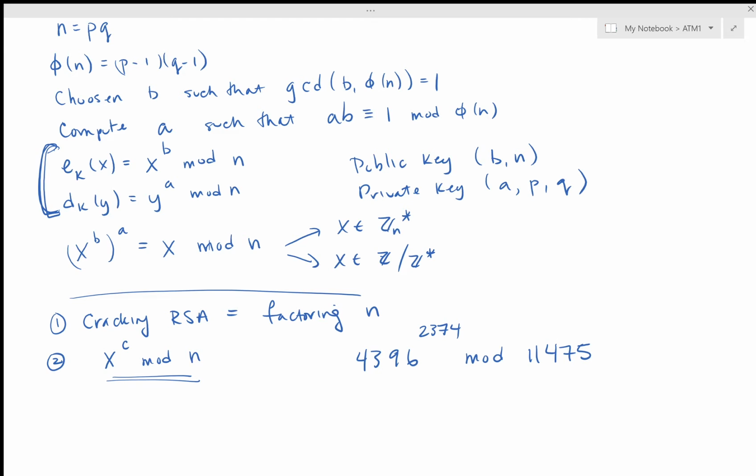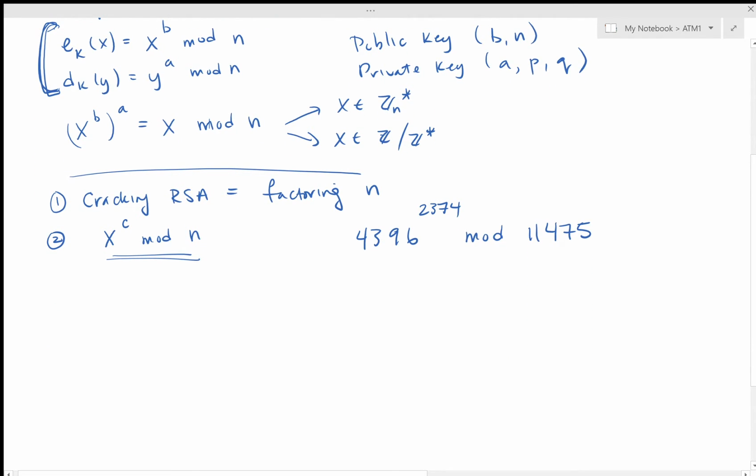Okay, so if we have that kind of computation, how do we do that with relative speed? The way we're going to do that is using the square and multiply algorithm. This is sometimes also called binary powering. It basically reduces the number of modular multiplications that are required. So that is the idea: the square and multiply algorithm.